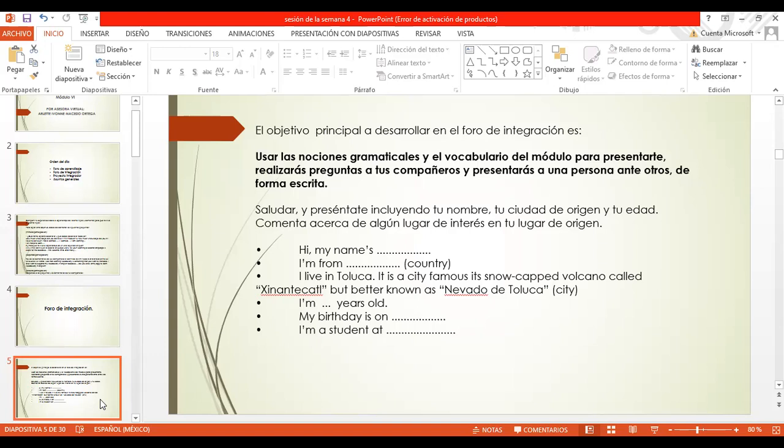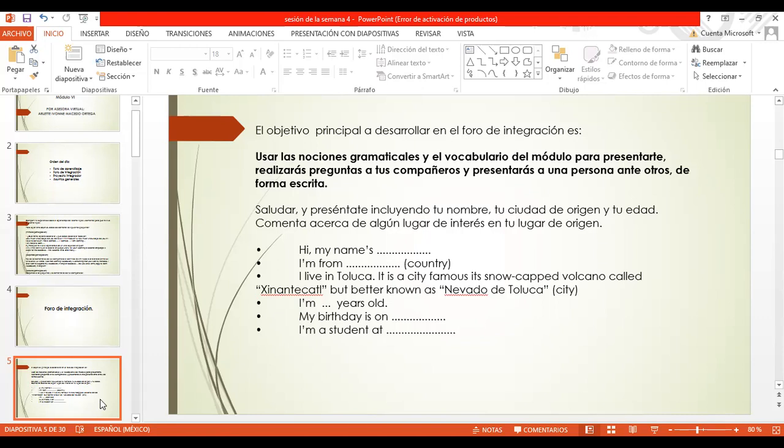For example, I live in Toluca. It is famous because in Toluca there is a snow-capped volcano called Chinantecal, but it's better known as Nevado de Toluca. Come and visit the Nevado de Toluca. By the way, right now, guys, the Chinantecal, the volcano is white.